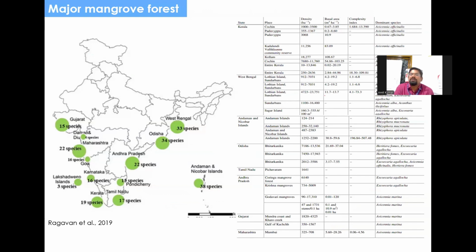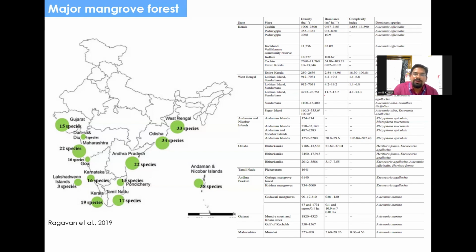If we look into the mangrove forests, mangroves are again sustaining a huge marine biodiversity in our country. We have the largest mangrove forest in Sundarbans in West Bengal, and there, if we look, there are 33 different species of mangroves present. Similarly, in Bhitarkanika in Odisha, we have 34 species of mangroves present in one particular forest.